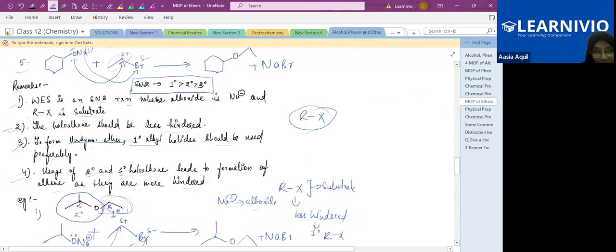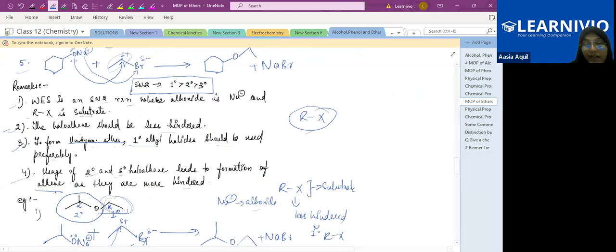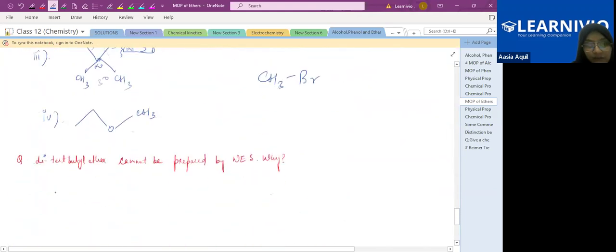In the unsymmetrical ether, usage of secondary and tertiary haloalkane leads to the formation of alkene, due to more hindrance. So that's why, when you are preparing an unsymmetrical ether, you will always use a primary alkyl halide if it is present in the ether. Clear, Aisha and Maniba? Yes, ma'am.